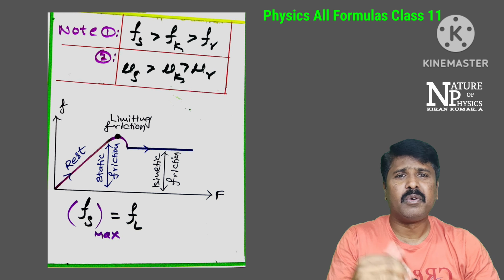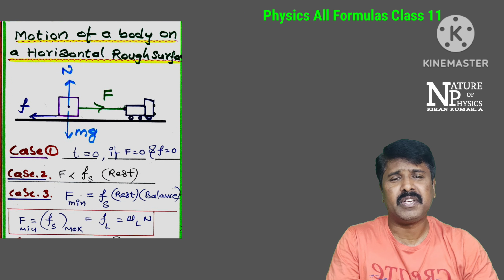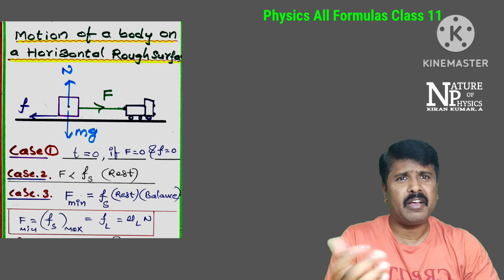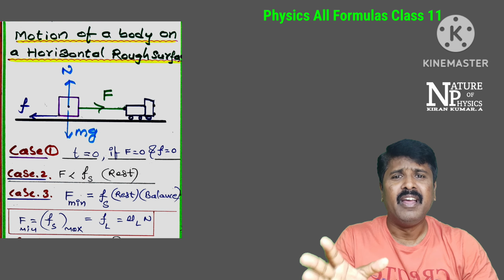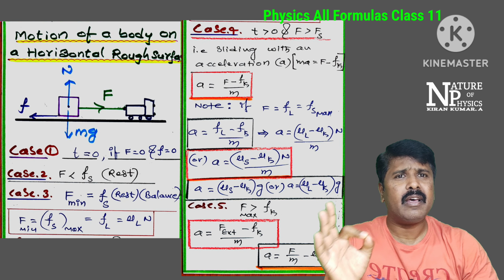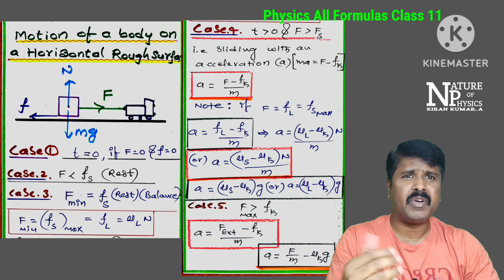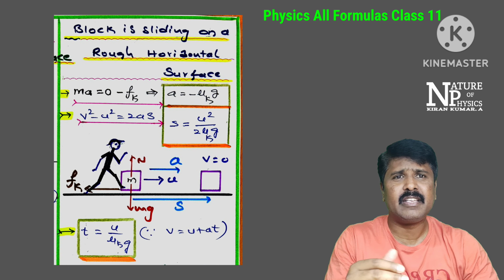the rolling friction, coefficient of static friction greater than coefficient of kinetic friction greater than coefficient of rolling friction, motion of a body on the horizontal rough surface also clearly given. Total 5 cases are there, student. Clear derivation, we have the numericals based on this. This is very useful for the NEET and also Mains exam purpose and other competitive exam purpose also.